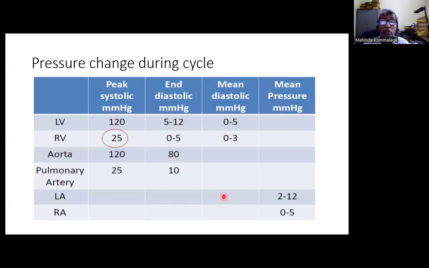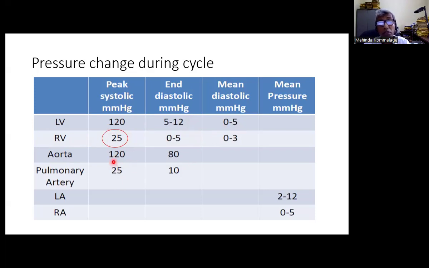Pressure changes. So that's what I mentioned. Left ventricular peak pressure is 120 millimeters of mercury, but right ventricular peak pressure is about 25. So in the heart as a whole, the right side runs at low pressure and the left side runs at high pressure. Right side we run with the low pressure system, left side we run with the high pressure system. You can understand them when you read them carefully.